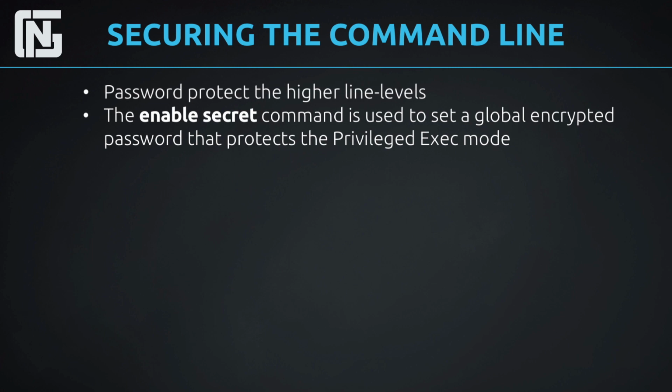And we do this with something called the enable password or the enable secret. The enable secret command sets the same password as enable password does, but the enable secret command encrypts it by default. So we always want to use the enable secret. It encrypts it inside the running config or the startup config. So we use the enable secret command to set our globally encrypted password to protect access to privileged exec. So let me go ahead and show you that.